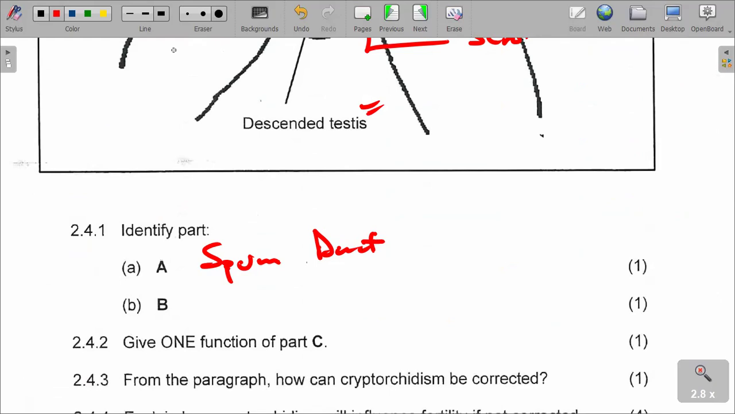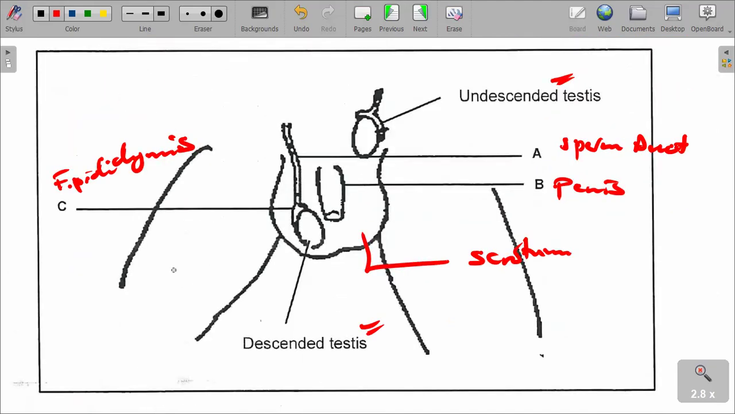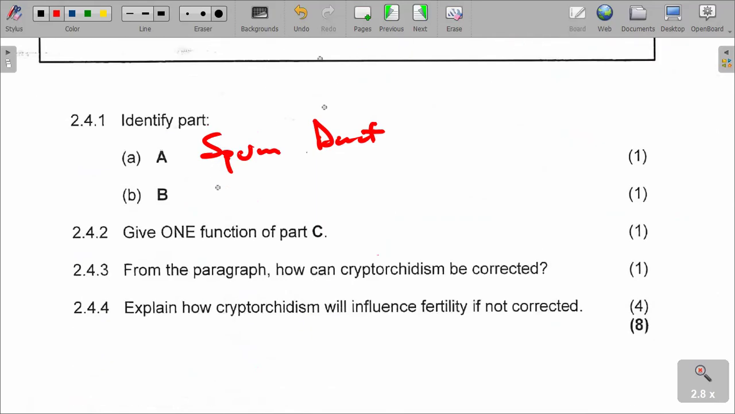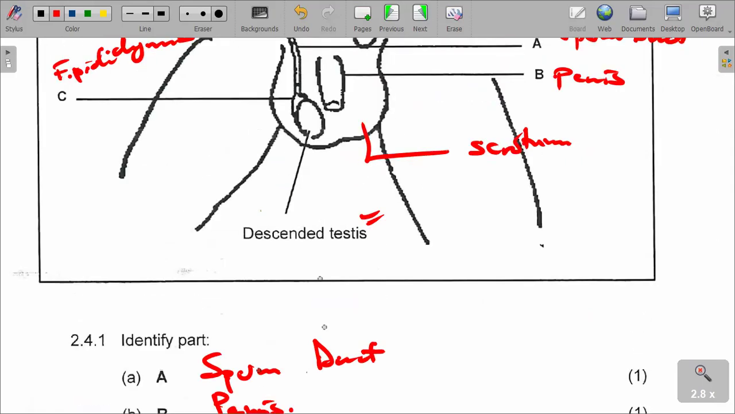And then B is the penis. Give one function of part C. Part C, I said, is the epididymis.